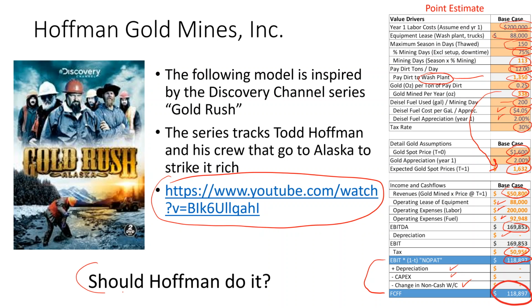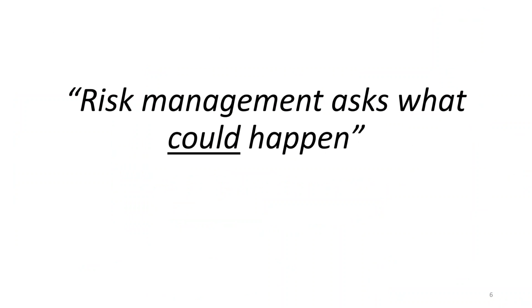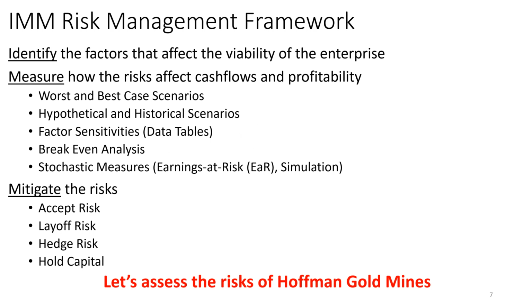So the question is, should Hoffman do this? Well, you imagine that any big decision in life, you need to think about more than what's expected. You think about what could happen. And one way of thinking about risk management is a process of asking what could happen, not what's expected to happen. So what we're going to do is take our IMM framework. We're going to identify the major exposures to Todd Hoffman's gold mine or gold operations. We're going to try to measure using all these tools how much money they could lose. And then lastly, we'll talk about how they would hedge the risk.